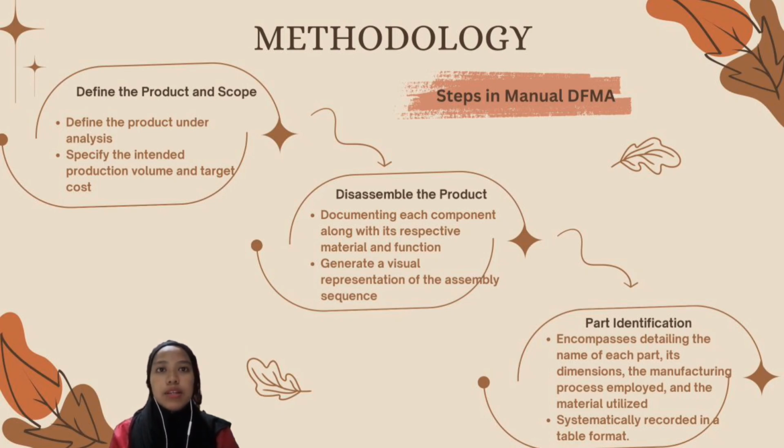The second step is disassemble the product. During the disassembly process, document each component along with its respective material and function, and generate a visual representation of the assembly sequence. The third step is part identification, which encompasses detailing the name of each part, its dimension, the manufacturing process employed, and also the material utilized, systematically recorded in a table format.